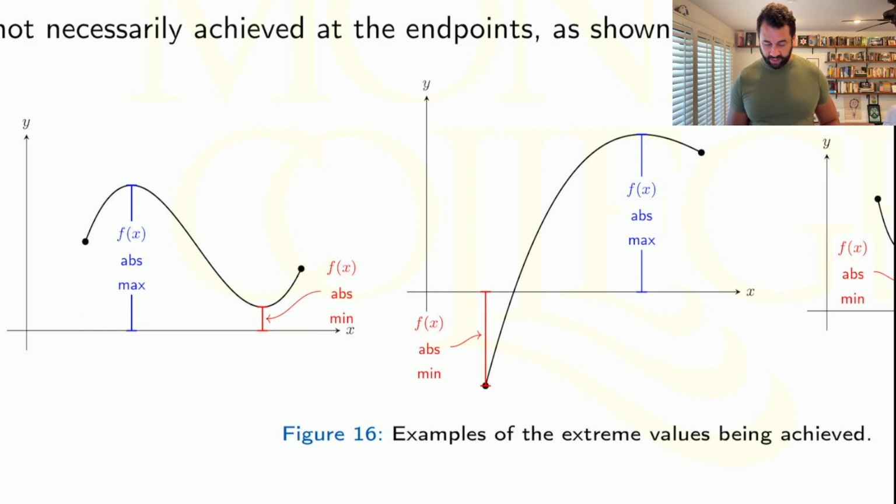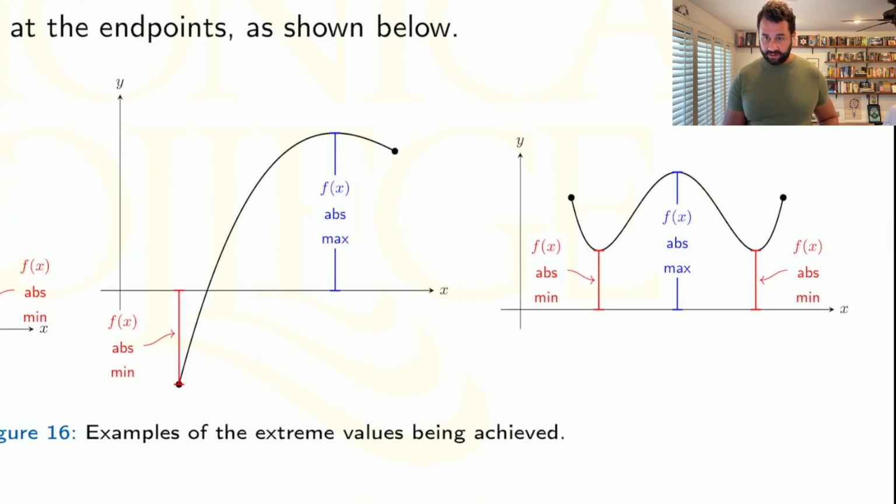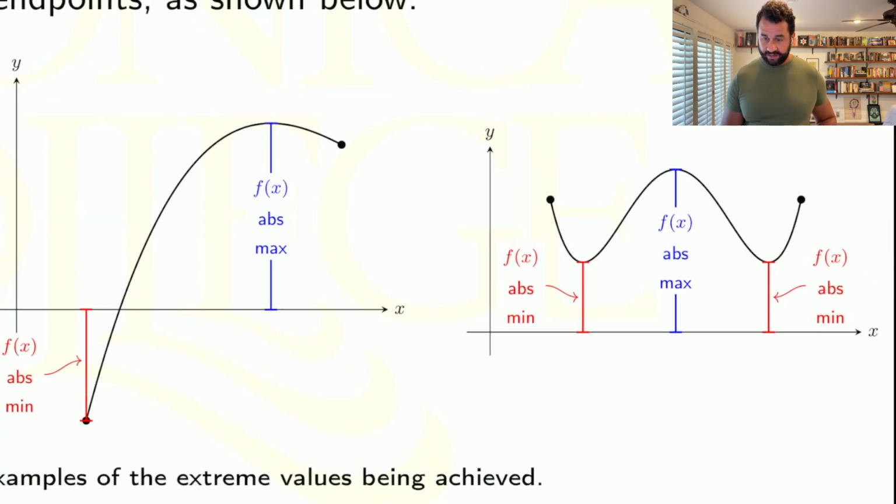Here is a situation where an absolute minimum is occurring at an endpoint, right? Absolute maxes and mins can occur at endpoints of the domain. It's local minima and maxima that cannot. So here, the absolute maximum is occurring at the endpoint of the domain, and here the absolute maximum is occurring not at the endpoint.